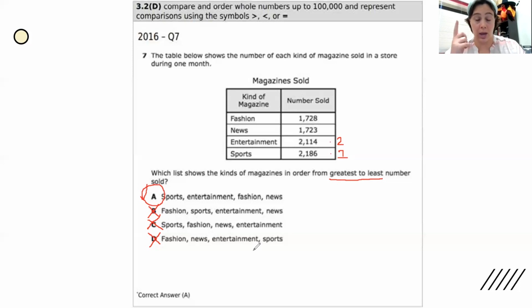because sports came first, and we had to figure that out by looking at each digit in each place value, and then entertainment was second. A was the only option that showed us that sports and entertainment were in the correct order. We're going from greatest to least. So that is why, for this question, A is the correct answer. We worked through that pretty well together. Great job. Now we're going to go ahead and erase here so we can go on to the next problem.